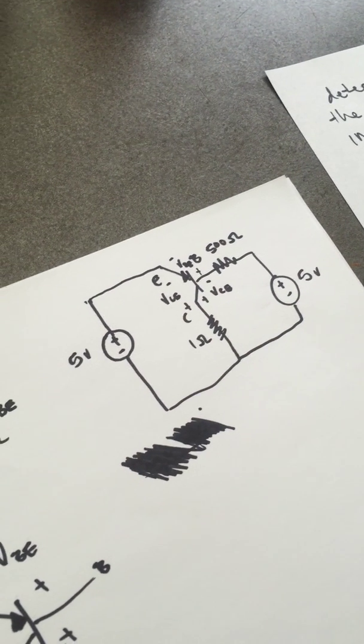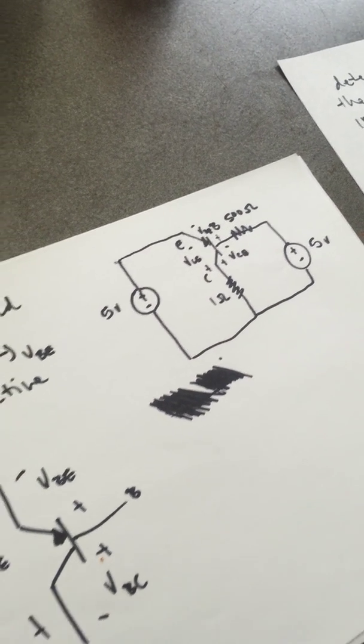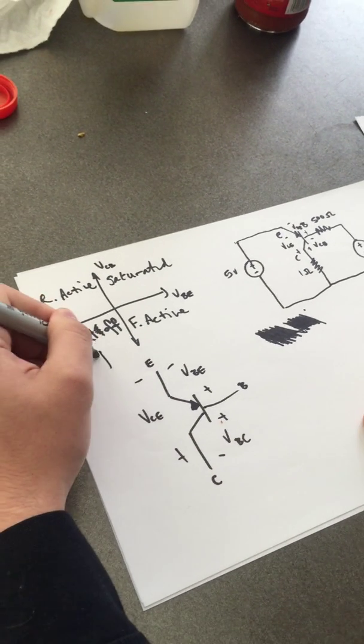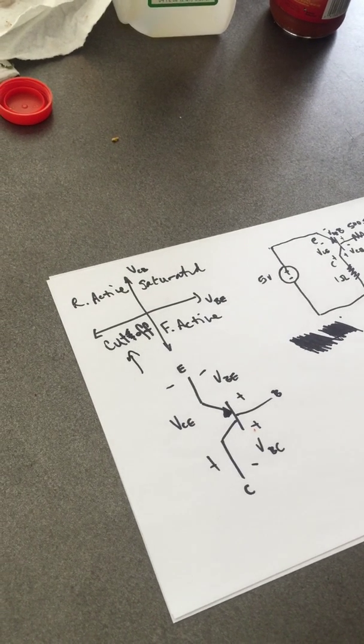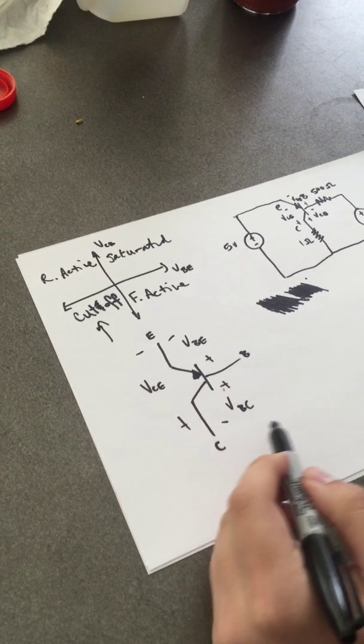So the first step is to make an assumption of what region we're in. I'm going to go with the cutoff region just because it's the easiest to figure out. And then we're going to take a look at our transistor.